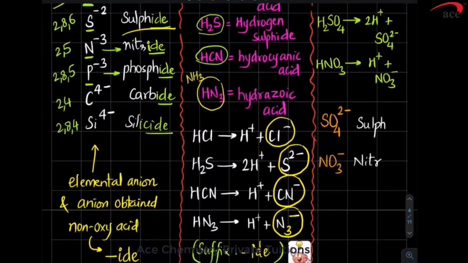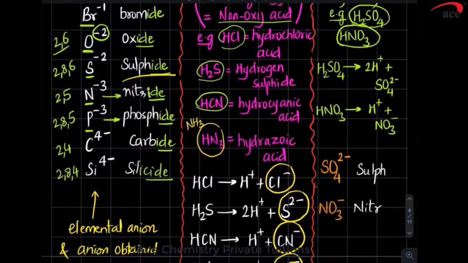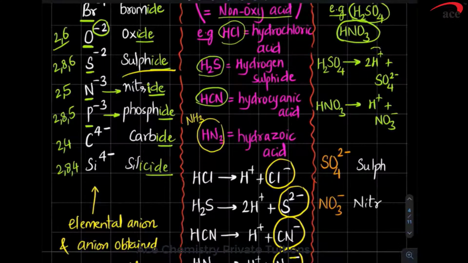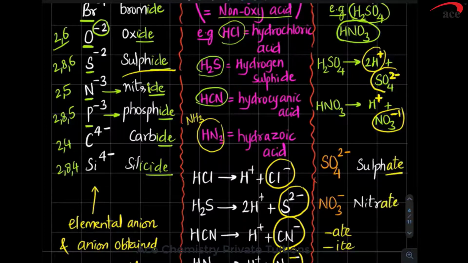Coming to the next one, if they are coming from oxy acids like sulfuric acid, nitric acid, sulfuric acid after giving 2H plus gives you SO4 2 minus. Why 2 minus? Because 2 plus charge is taken away by hydrogen. With 1H plus, hydrogen takes away 1 charge, so there will be minus 1 charge on this. Such anions end with the suffixes ate and ite. So the name of this is sulfate, name of this is nitrate.